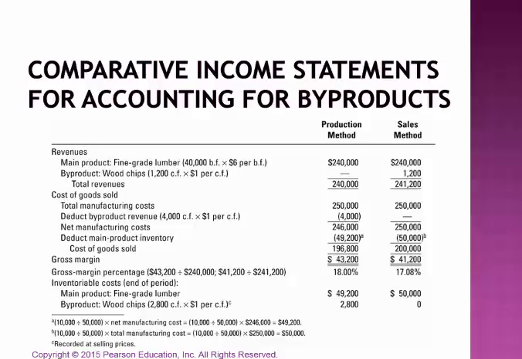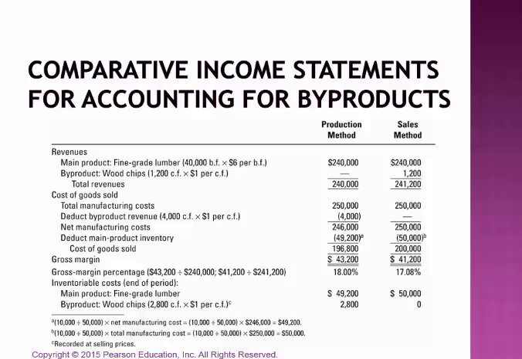Therefore, we've got total revenues under the production method of $240,000, but under the sales method we show $241,200. Now, let's calculate our cost of goods sold. Again, we've got the total joint cost, those total manufacturing costs, to the tune of $250,000. That is shown the same under both methods.